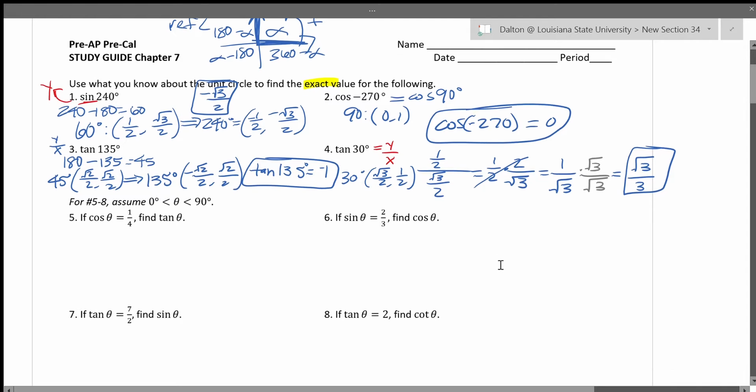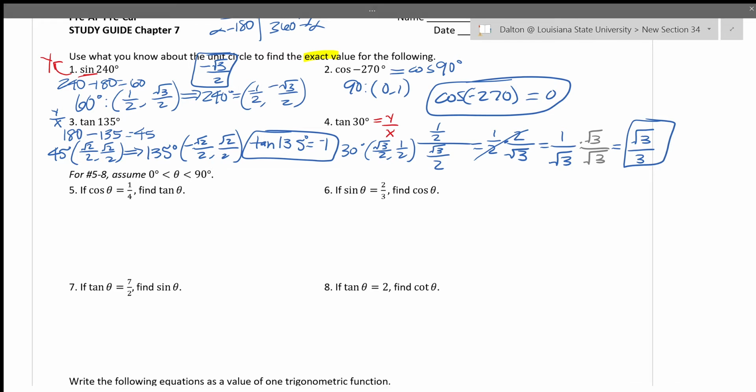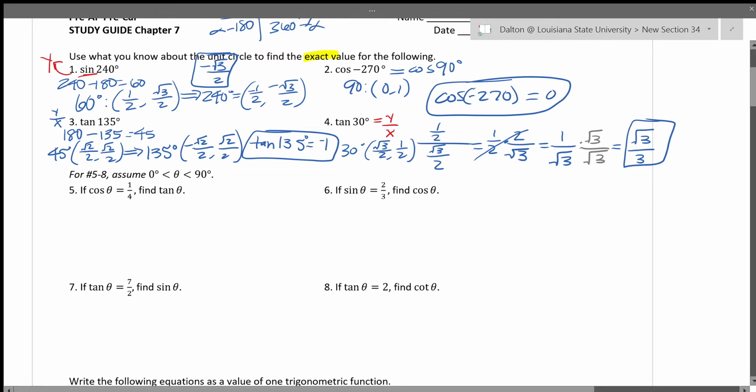For 5 through 8, these are all going to be similar to each other, and I'm asking you to assume that theta is between 0 and 90 degrees. Actually, this should probably say less than or equal to 0 and less than or equal to 90. Main thing is that it is in the first quadrant, quadrant 1. So number 5 says, if the cosine of theta is equal to 1/4, find the tangent of theta.